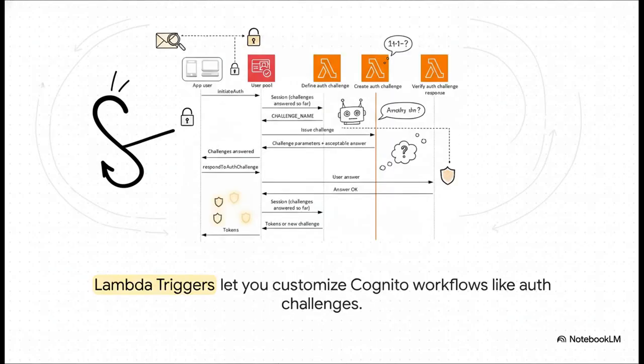But what happens when the default flow isn't quite enough? What if you need to run your own custom code during the sign-up or login process? Well, that is exactly where Lambda Triggers come in. Honestly, the best way to think of them is as hooks that let you inject your own logic right into Cognito's workflow. For example, you could have a Lambda trigger before sign-up to check if a user's email is from an approved company. Or you could create a completely custom login challenge, like asking a security question. This is how you make Cognito fit your exact needs.